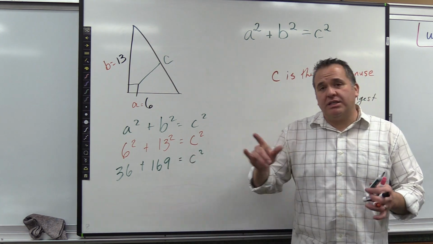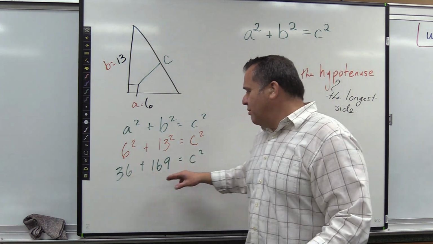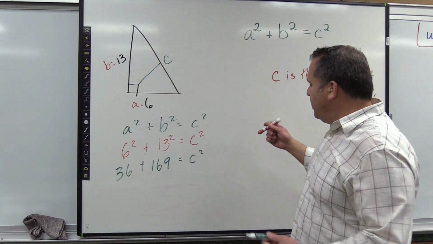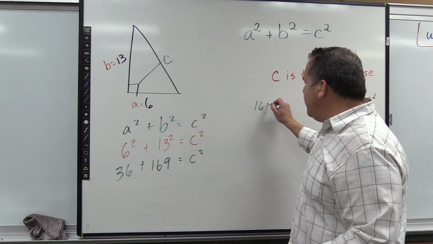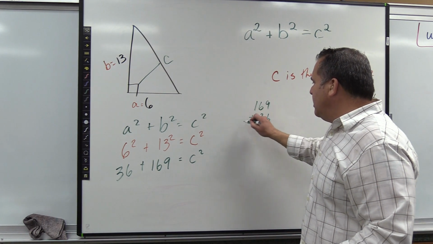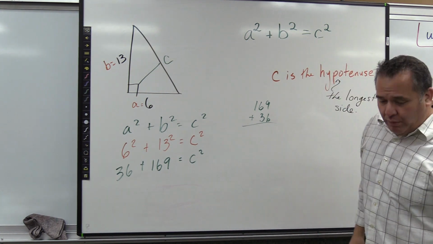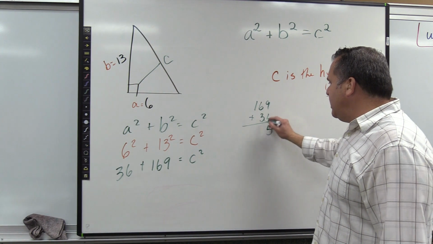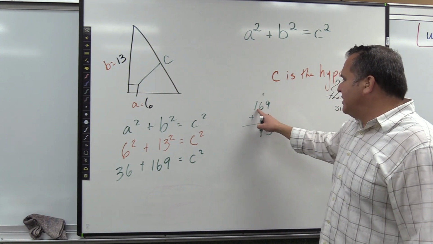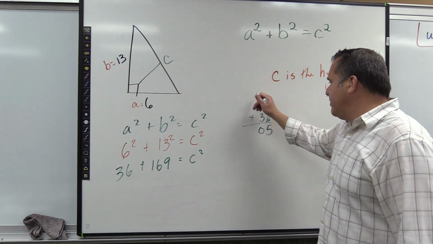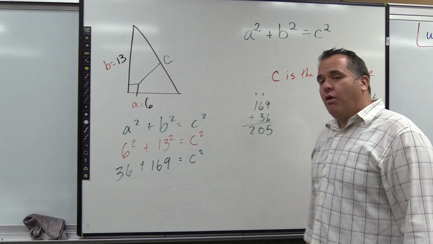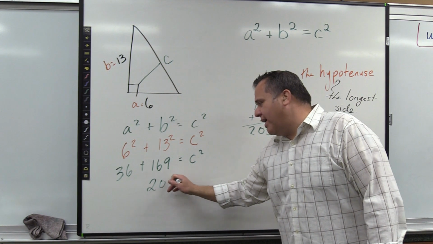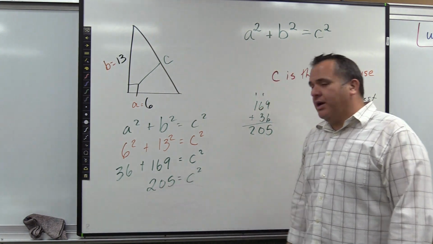Now, once we do this, we got to take these two numbers here. We have to add them. 169 plus 36. Here we go. See, I got to add this stuff up the old way, right? 9 plus 6 is 15. Carry the 1. 3 plus 6 is 9. Plus 1 is 10. 1 plus 1 is 2. I got 205. So what I got here, 36 plus 169, I got 205 is all equal to C squared.